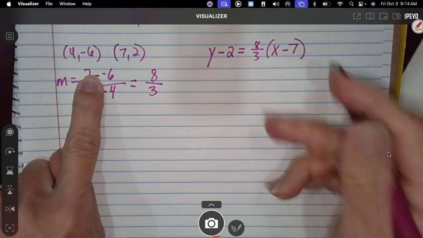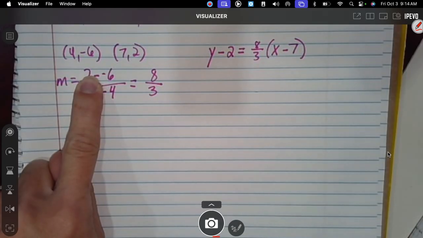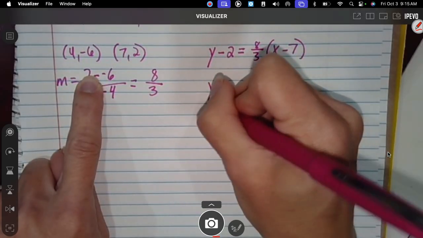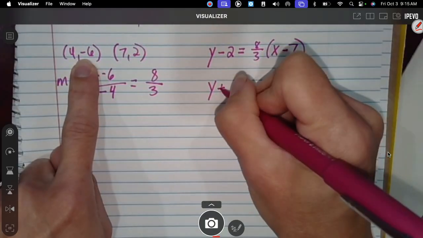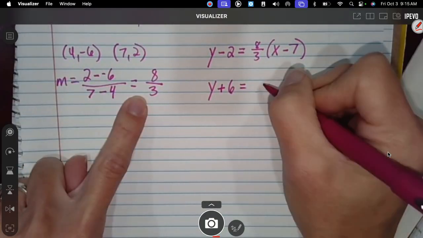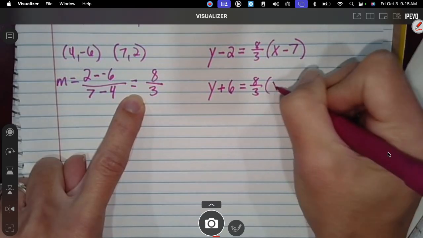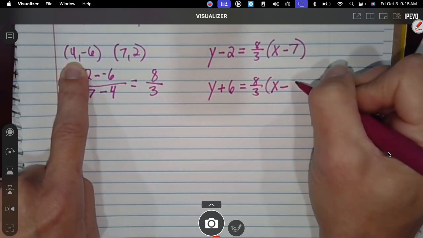If I do this other one, let me see how they write their answer. Oh, that's all they wanted on that one. On this one, we would do y minus, our y value is -6. So when you do minus and negative, it changes. And then I get 8/3 times x minus, that x value is 4.